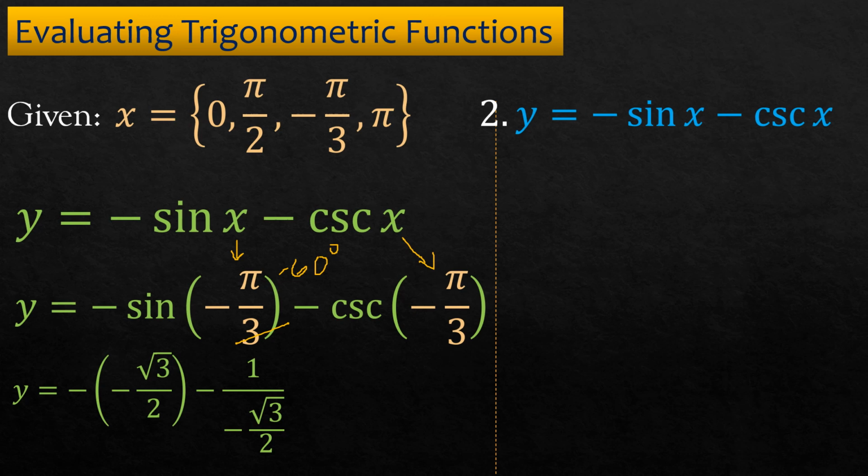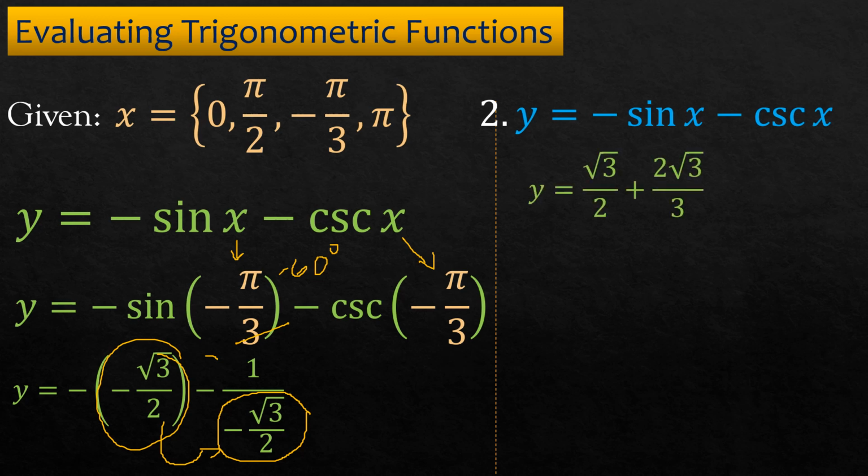Okay, so we have y is equal to negative square root of 3 over 2 minus, okay, reciprocal identity, because cosecant is the reciprocal of sine, so it goes to the denominator here. Okay, that is 1 over negative square root of 3 over 2. Negative times negative is positive. That is why here positive. And negative will give us positive.